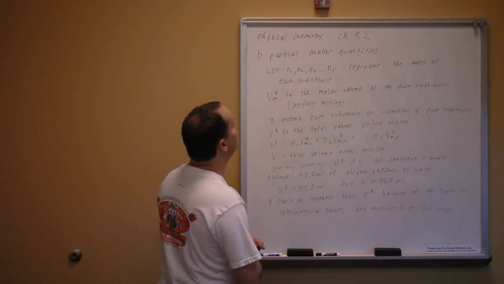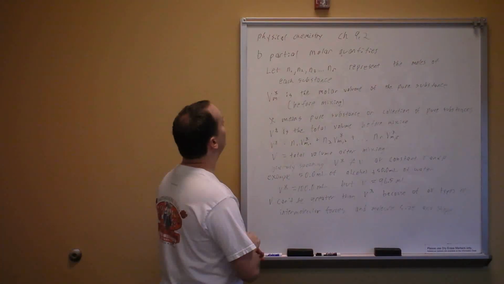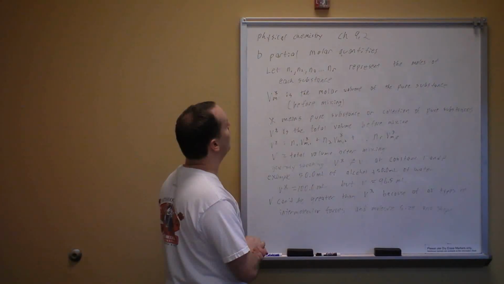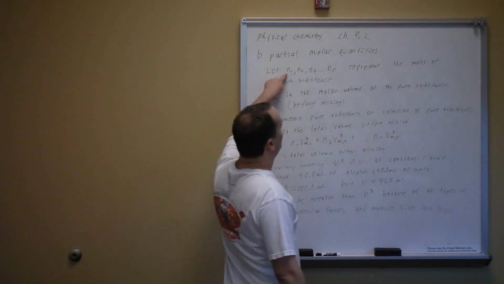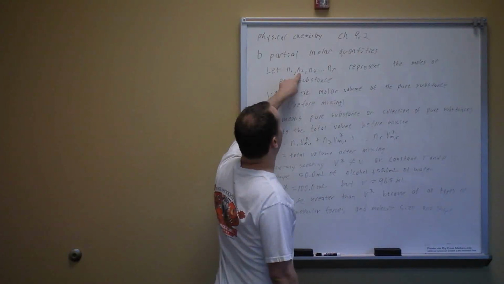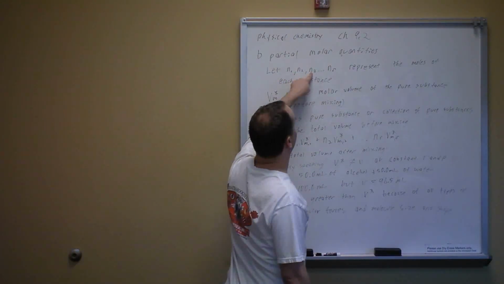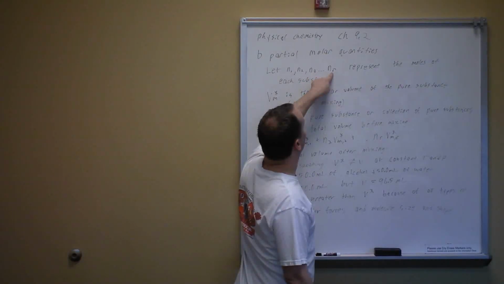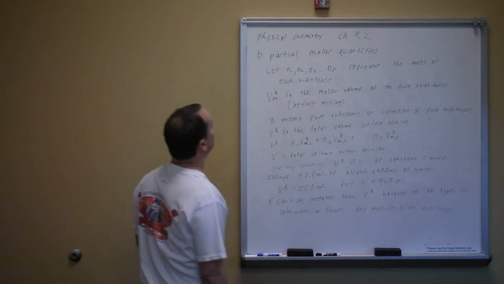Continuing on in physical chemistry, chapter 9, we're in section 2 now. We're talking about partial molar quantities. Now let's say we have the moles of substance 1 is N sub 1, the moles of substance 2 is N sub 2, the moles of substance 3 is N sub 3, all the way to, if we have R substances, N sub R.